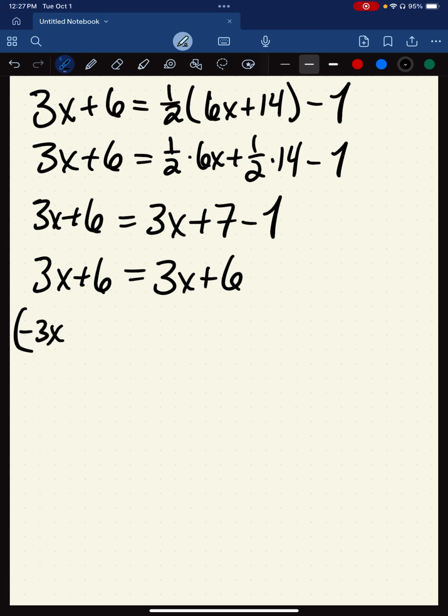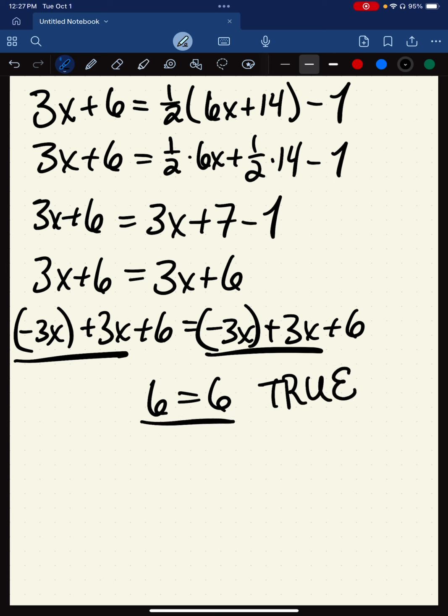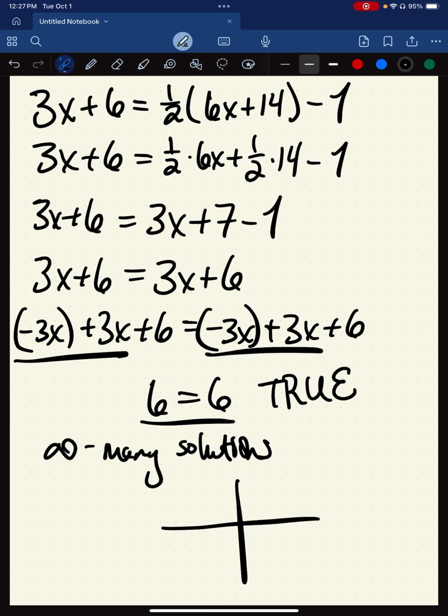And we can add negative 3x to both sides. On the left, note it resolves to an identity, so we get 6 equals 6. So no matter what x is, this is going to be true. So if you get something that is always true no matter what x is, then there are going to be infinitely many solutions. And this corresponds to the case where we have two lines that are plotted over each other, and they intersect infinitely many times.